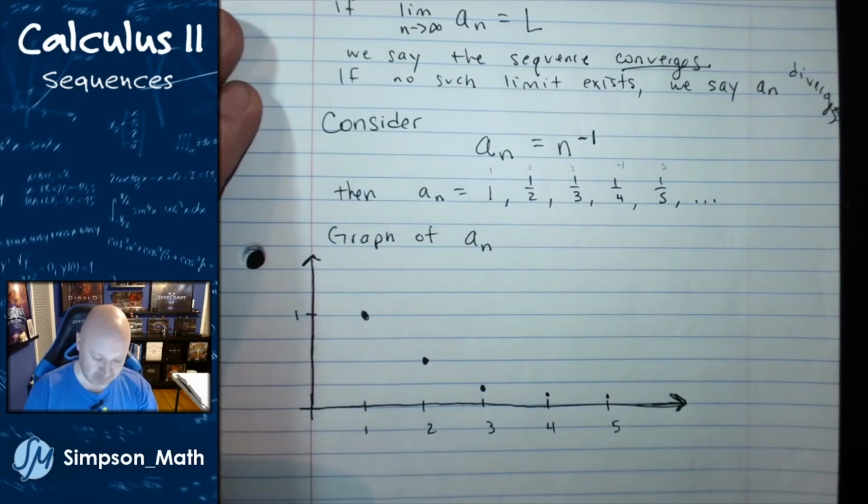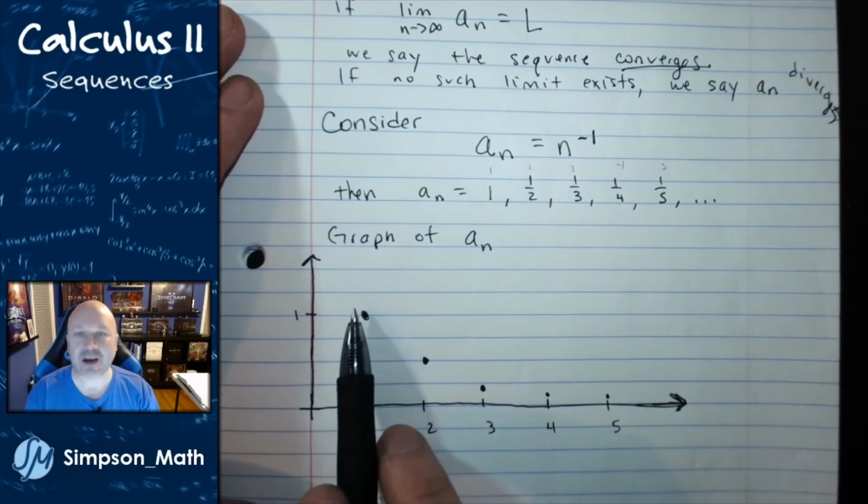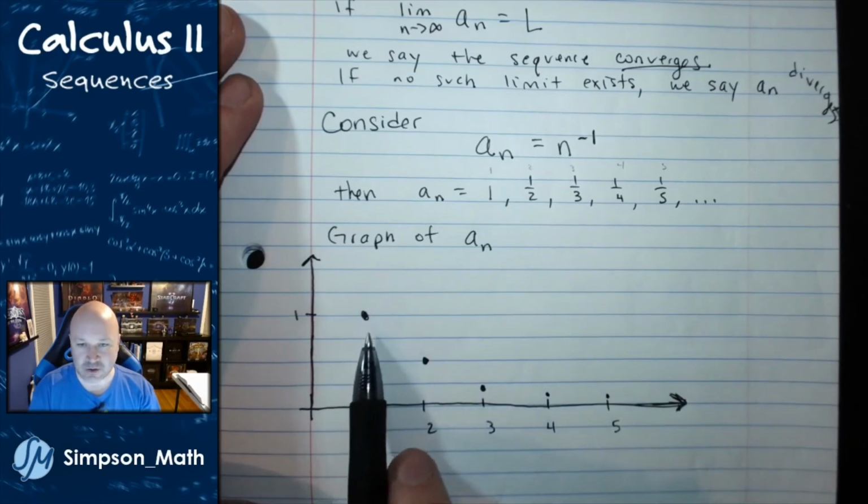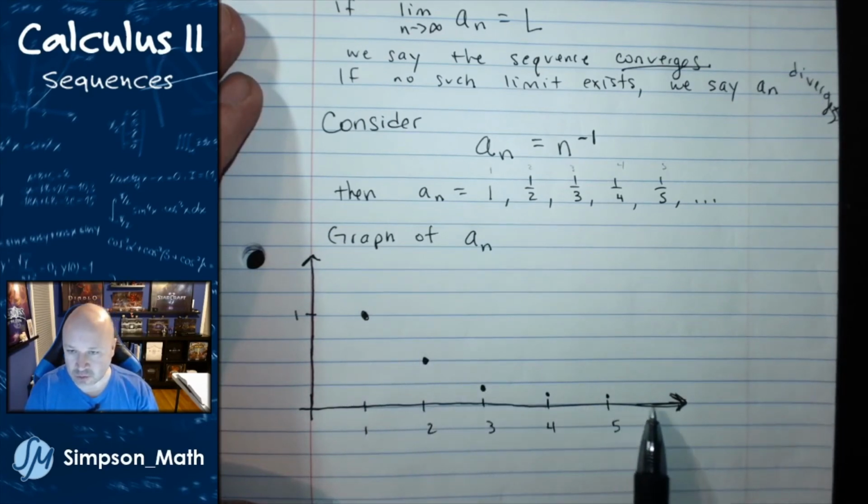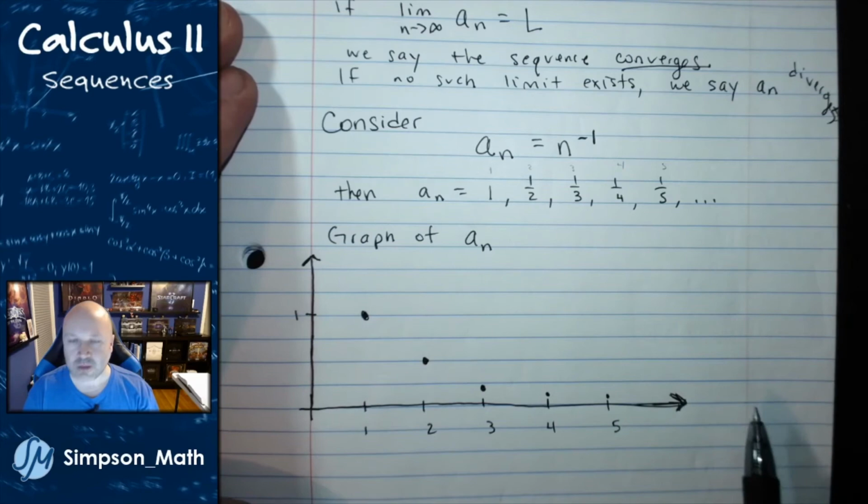Okay, and I think it's pretty obvious. The limit of this sequence, where is it going? 0.